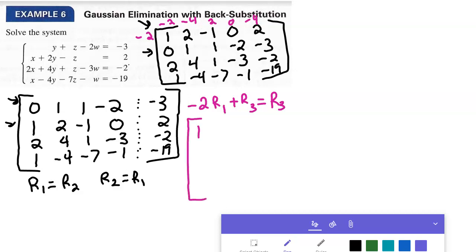Now I'm going to add those two together. I'm going to leave my top alone. So 1, 2, -1, 0, 2. That stays. The second row also stays. 0, 1, 1, -2, -3. But my third row now, we're going to add these together. So that would be -2 plus 2 is 0. -4 plus 4 is 0. Well, that's nice. 2 plus 1 is 3. 0 minus 3 is -3.